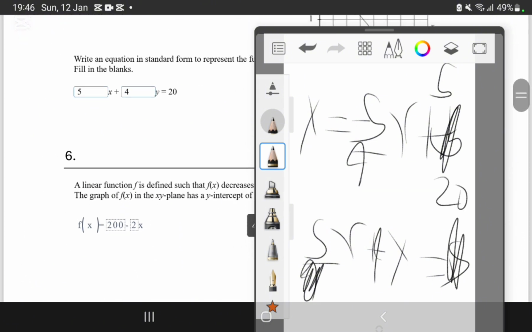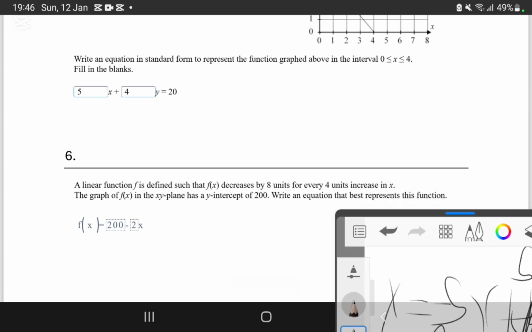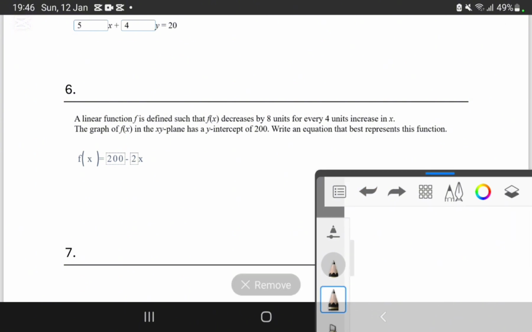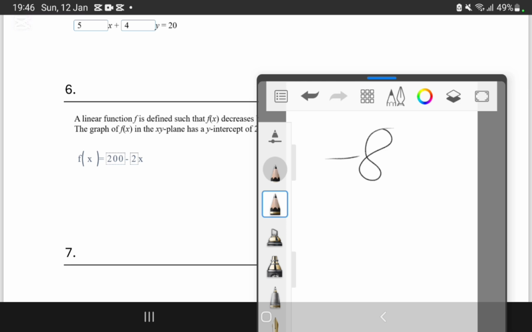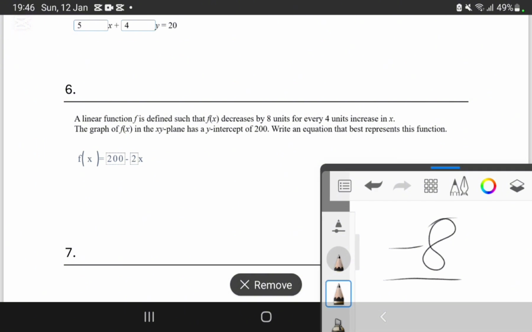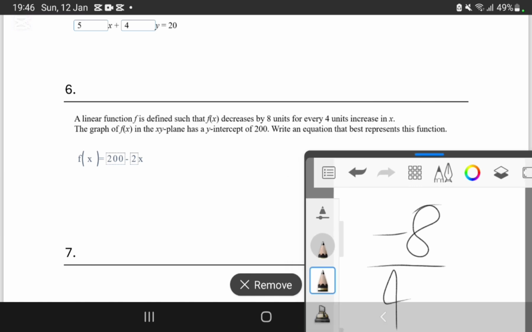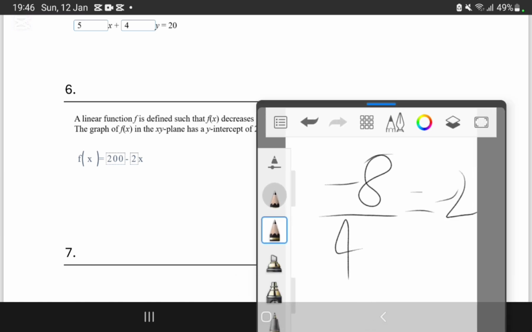Next question. Number 6. A linear function f is defined such that f of x, which is y, decreases by 8 units for every 4 units increase. So we're going to find the slope by doing the change in y divided by the change in x. Here, as they said, the y decreases by 8, which is why we put negative 8. And the x increases by 4. So we get the slope to be negative 2.